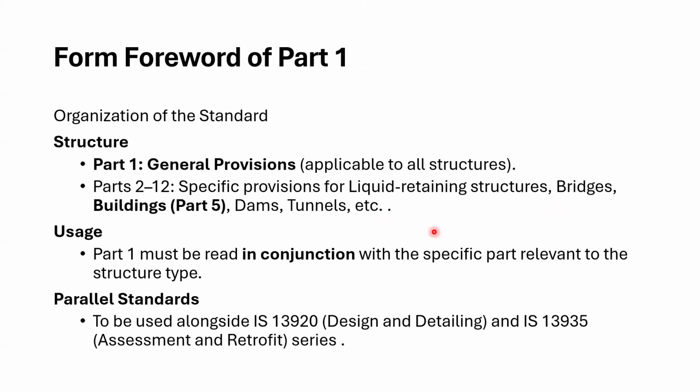So from the foreword of Part 1, we recognize this information, such as the structure, how this code has been organized: the Part 1 general provisions, and then other parts dealing with various other structural types. So in our case, we are taking up the buildings, Part 5. The usage of Part 1 must be read in conjunction with the specific part relevant to this structure type, which is building system for our case. And then parallel standards are also applicable, such as IS 13920 and 13935 for assessment and retrofits.